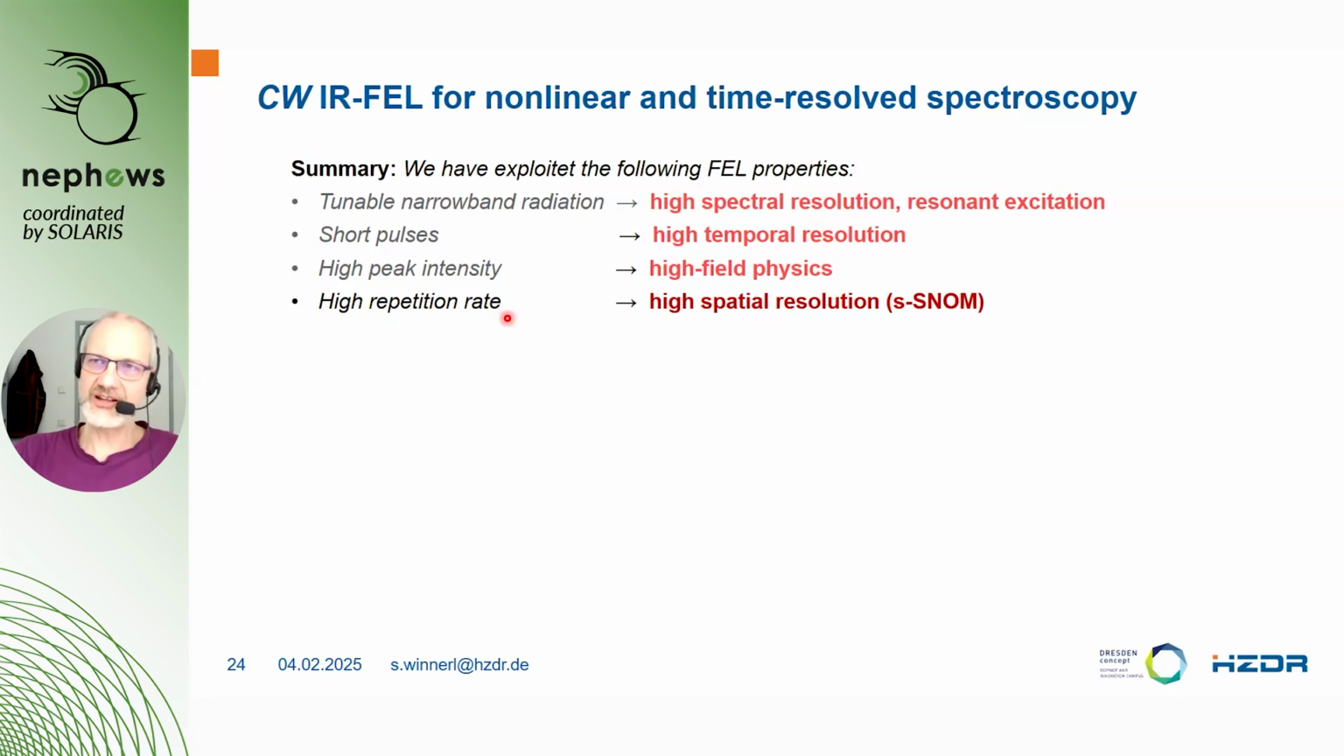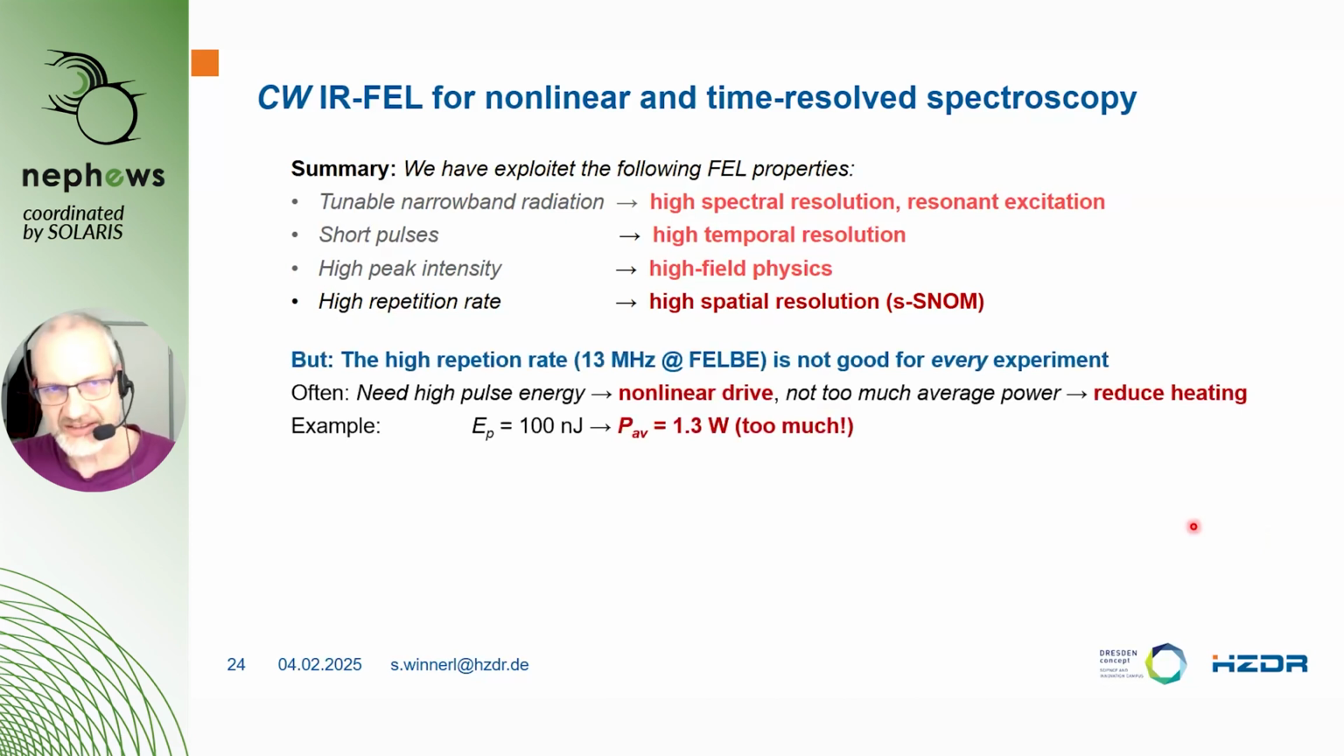So the repetition rate of a radiation source has to be higher than this oscillation period. Otherwise, it becomes very difficult. So here we profit a lot from this continuous pulsing at a high repetition rate. And also for other experiments, of course, this is useful to get a good signal-to-noise ratio.